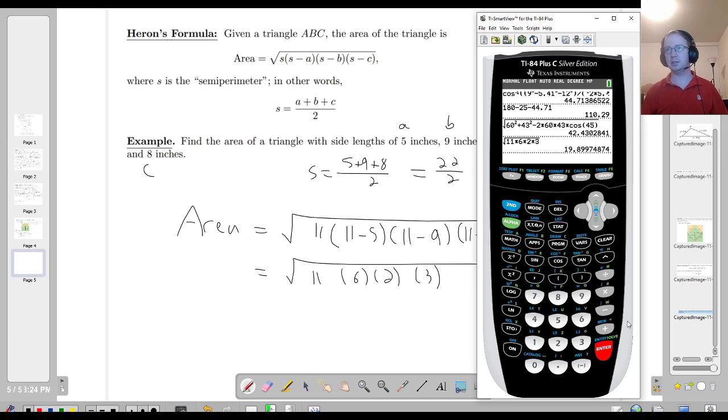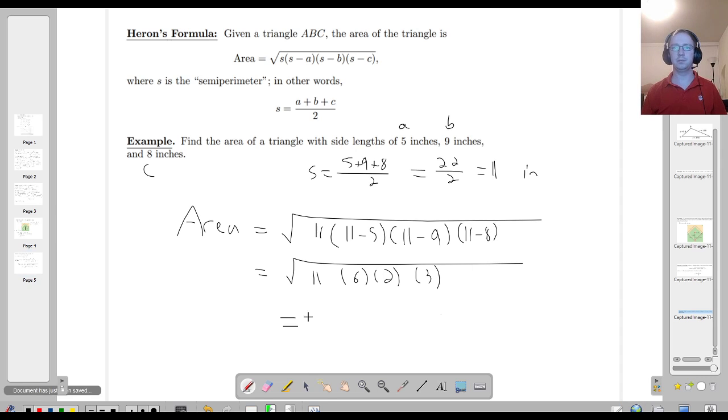I'm getting 19.90. Okay, and I just need to think about what units I should use. So given the fact that everything is measured in inches here, the area should be measured in inches squared, or you could say square inches, however you prefer to write that. So I'm getting 19.90 square inches.